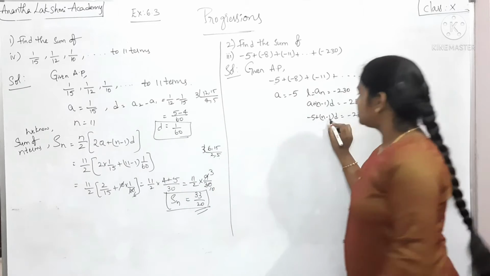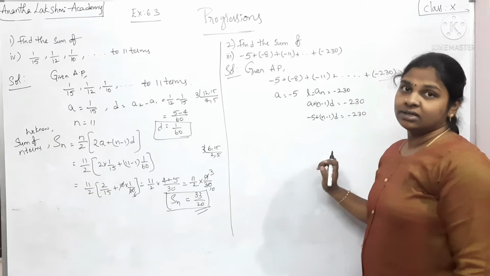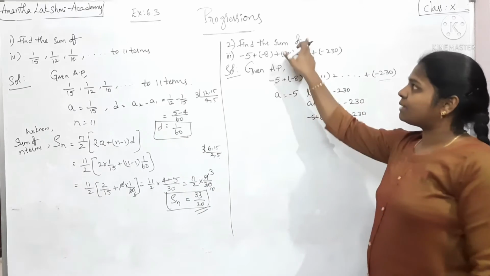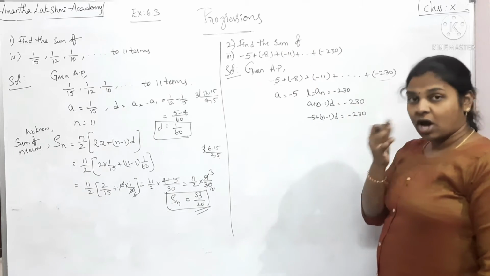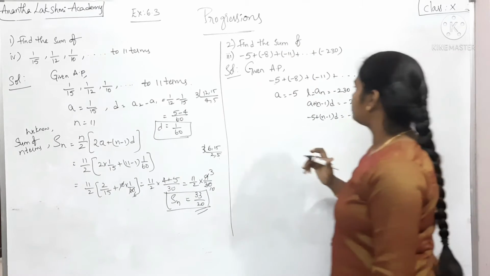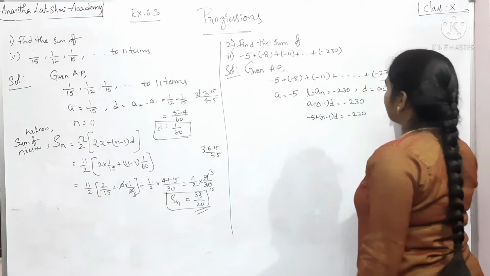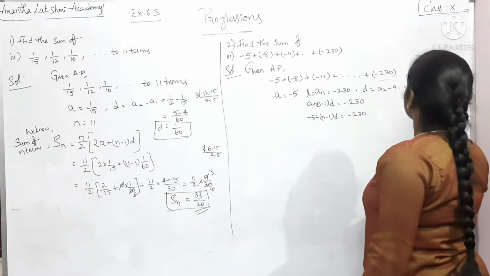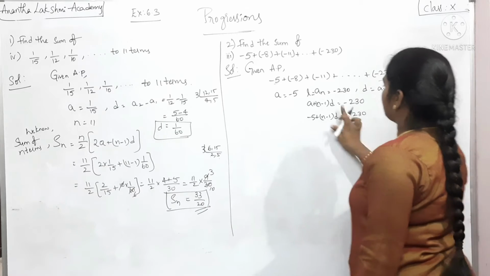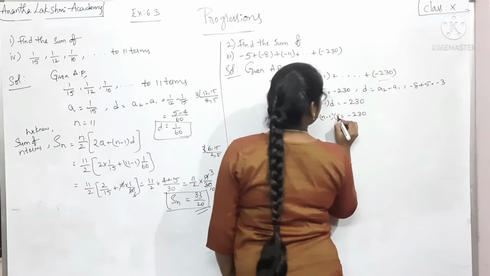Why am I doing this? Because we need to figure out the value of n, because the sum of how many numbers or how many terms are we going to figure out, that is what we need to know. And what is the common difference here? a2 minus a1, which is nothing but minus 8 plus 5, minus 3. So instead of d I am going to put it as minus 3.